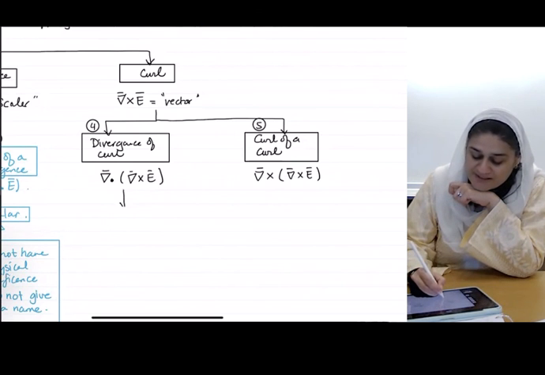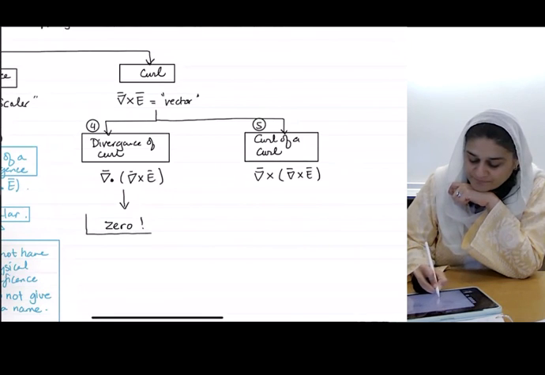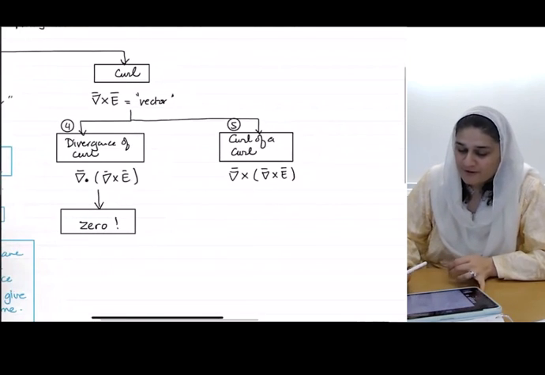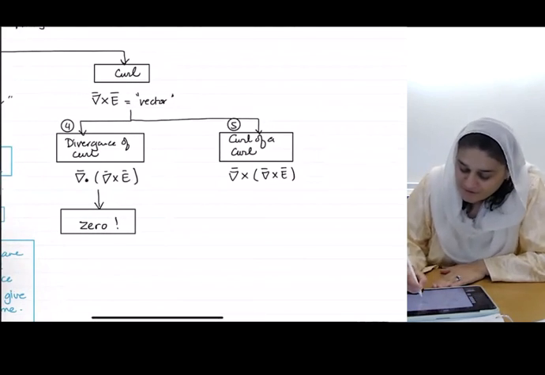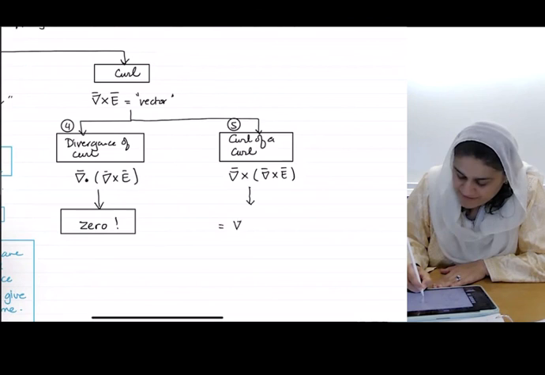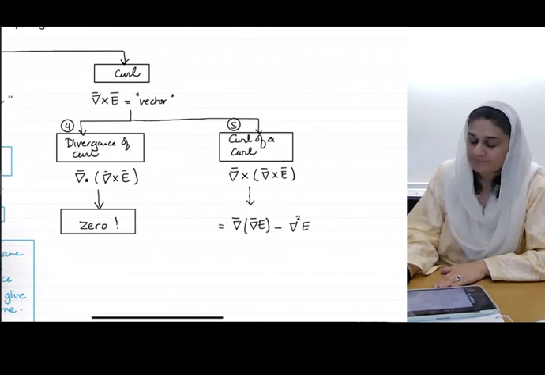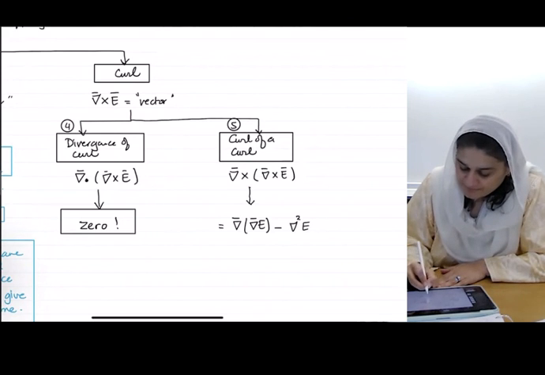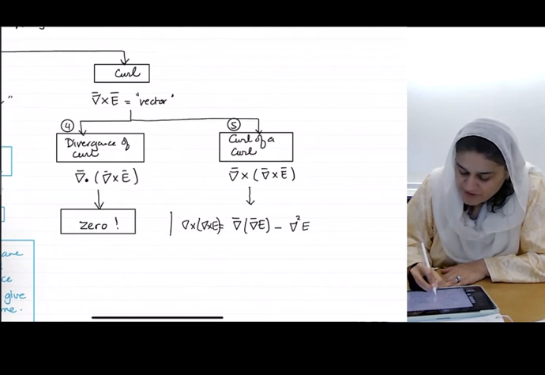Griffiths proves that this is always equal to 0. Now, what about the curl of a curl? A curl of a curl is actually del of del dot E, minus del squared E. That's the answer. So a del cross del cross E reduces down to this.